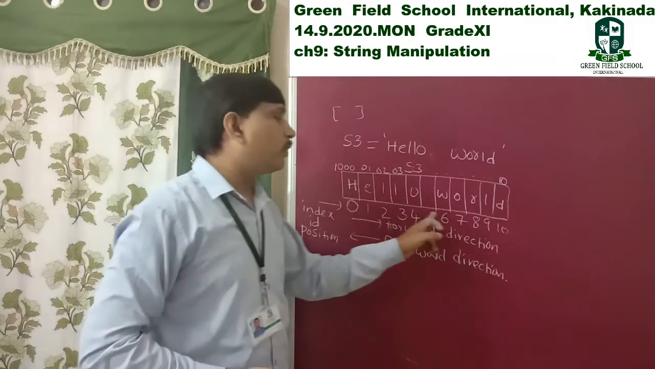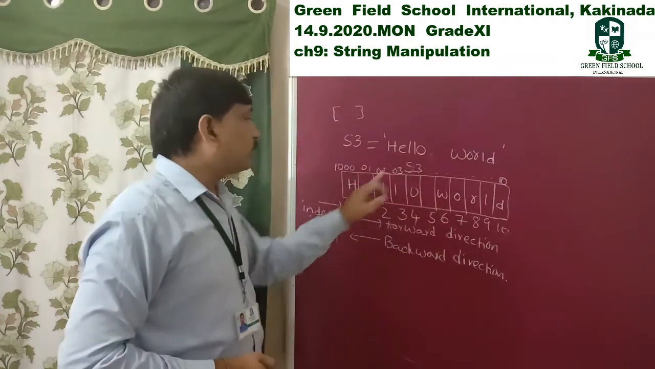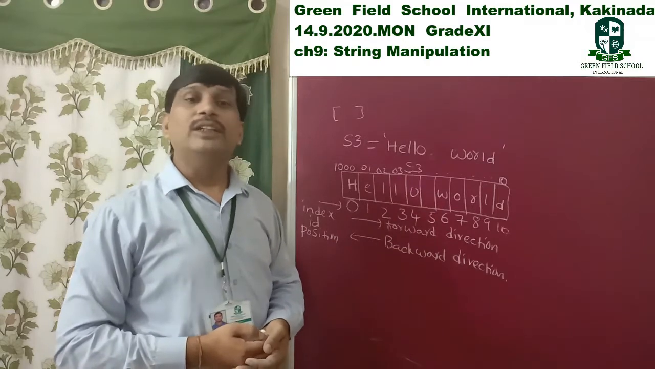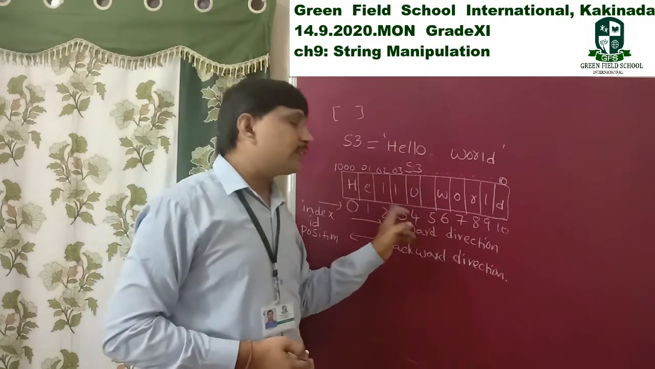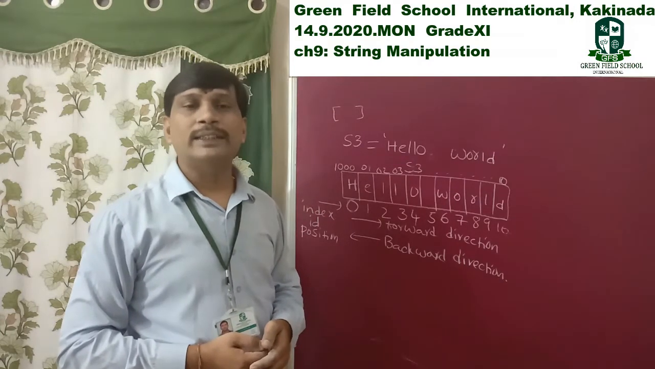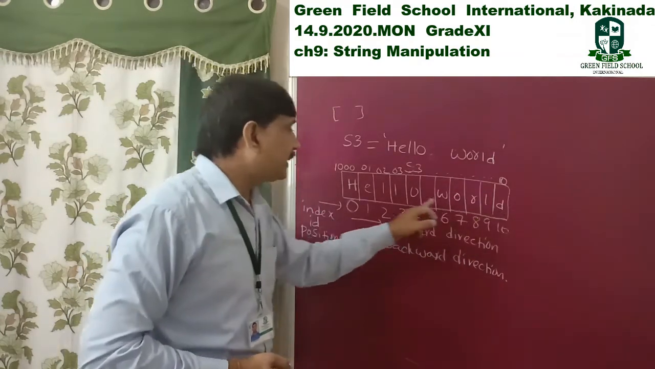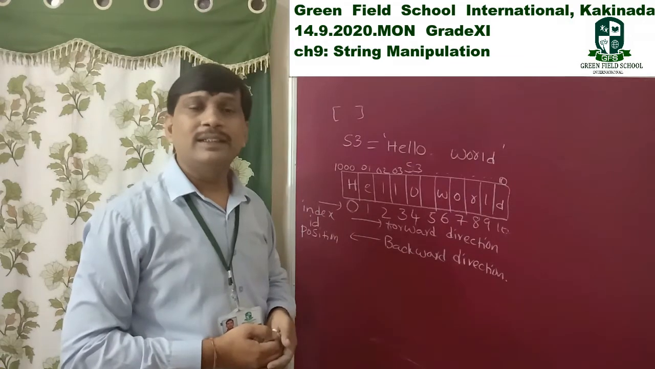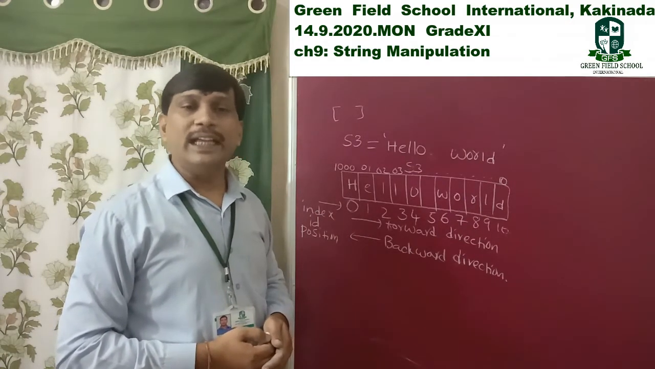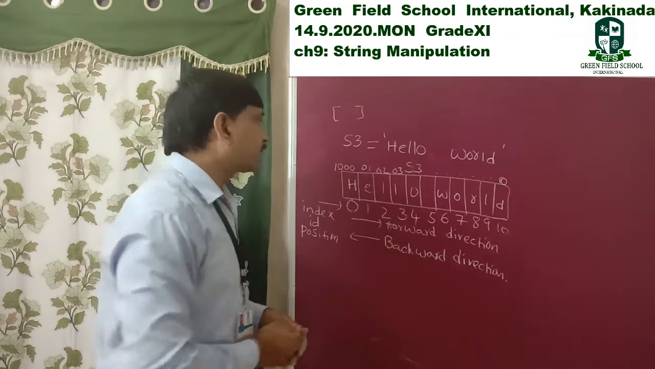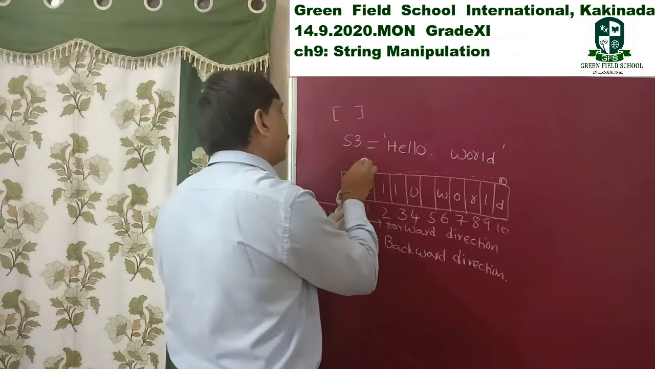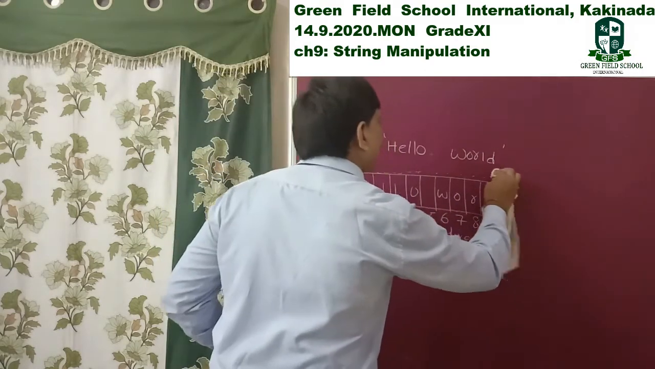This one is the forward direction. S3 of 0, S3 of 1, S3 of 2, positive values we apply here. So when we access with 0 and positive values, that is the forward direction. We access all these string characters using negative positions, that is the backward direction. Observe here.